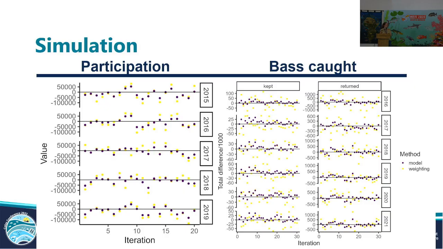And then this is a result of the simulation study. It shows the absolute difference from the real world and the predictions that were generated. Effectively, if the dot is closest to the line, it was a better prediction. So in almost all of the iterations, the model outperformed the reweighting approach.